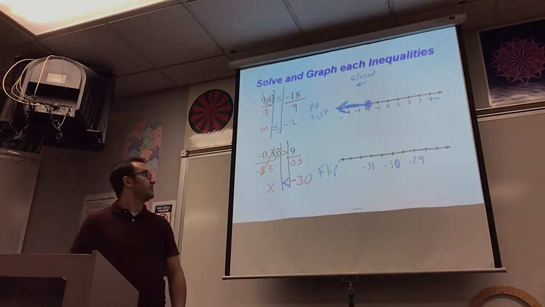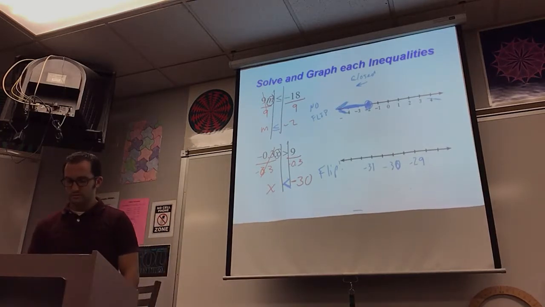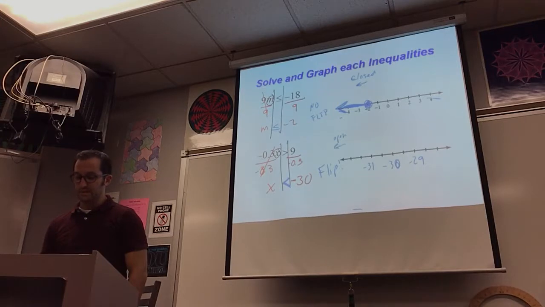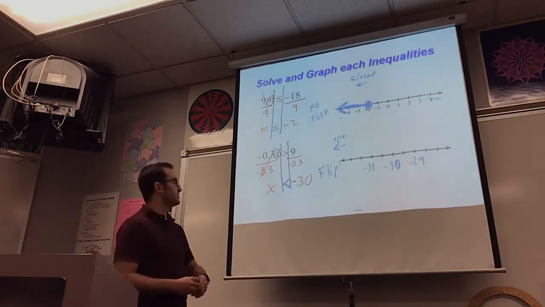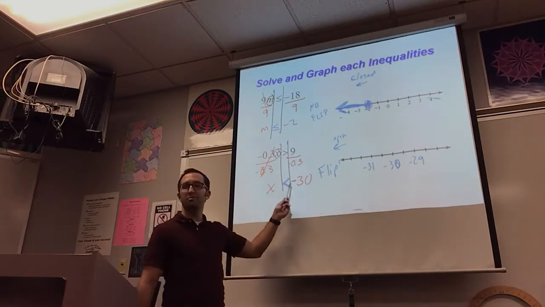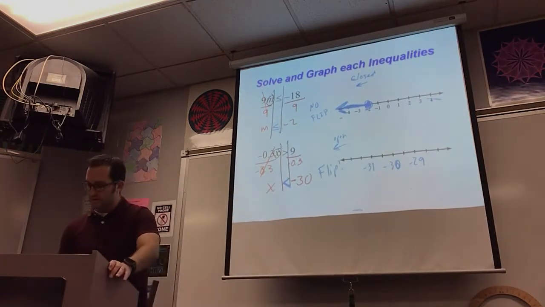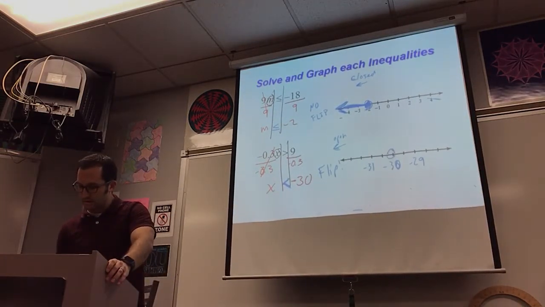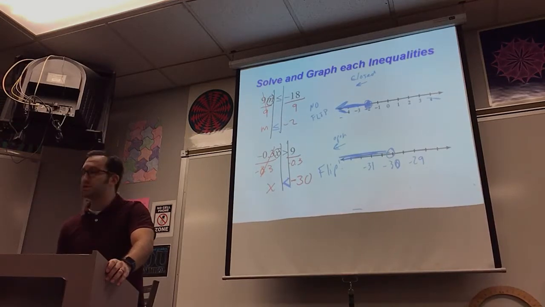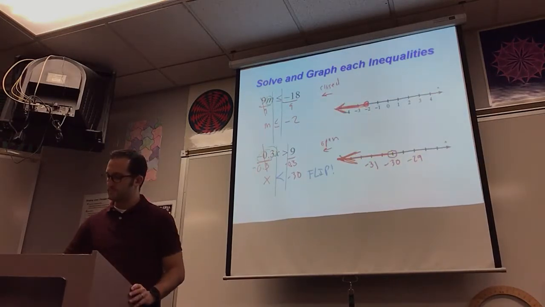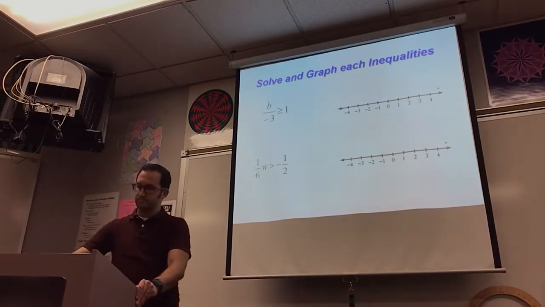31. Open or closed? Open. Left or right? Left. Why would it be left? Because we don't flip the whole thing, we just make sure the variable flips because we're dividing by a negative. Okay? 30 to the left. So the big takeaway from today's lesson is when multiplying or dividing by a negative, you have to flip the sign. Okay. Let's do some more.